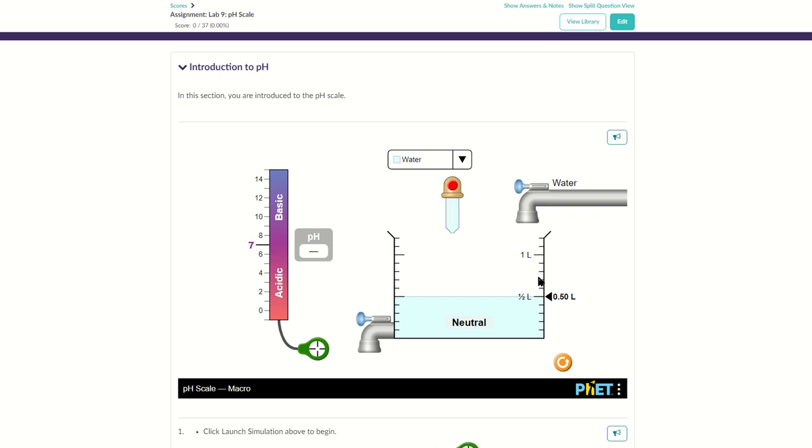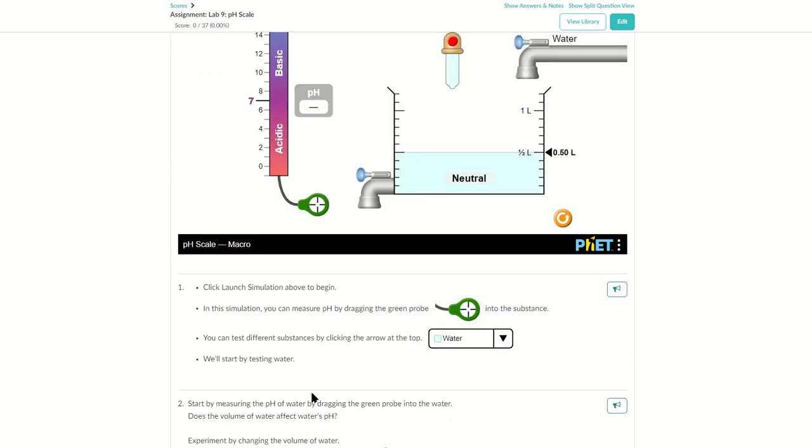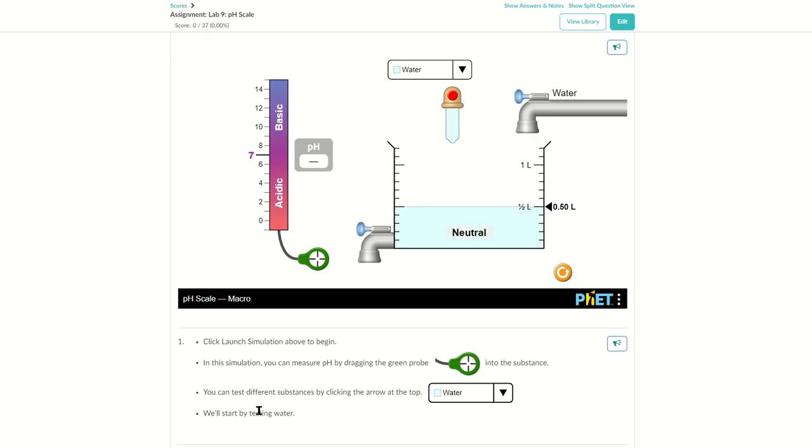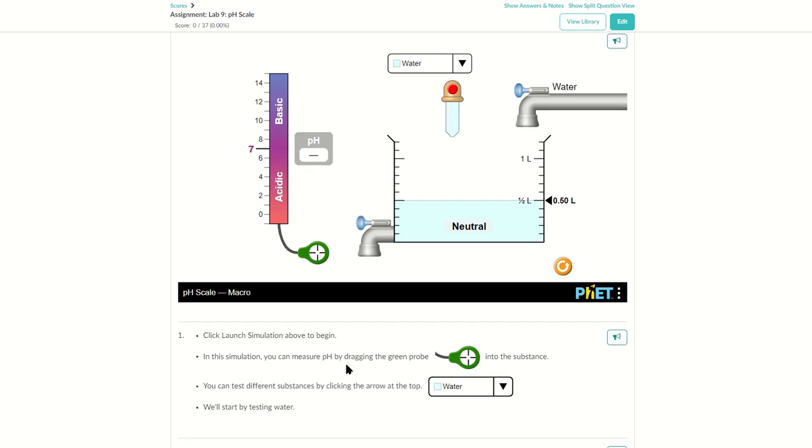So you're first going to start by launching the simulation, and then you will see this. And here you're guided into learning how this simulation works, right? So first thing to do, drag the probe, which is the part of the instrument that measures the pH. Drag this green probe into the solution or into the substance, and then you can see that the pH pops up right here, right? See?